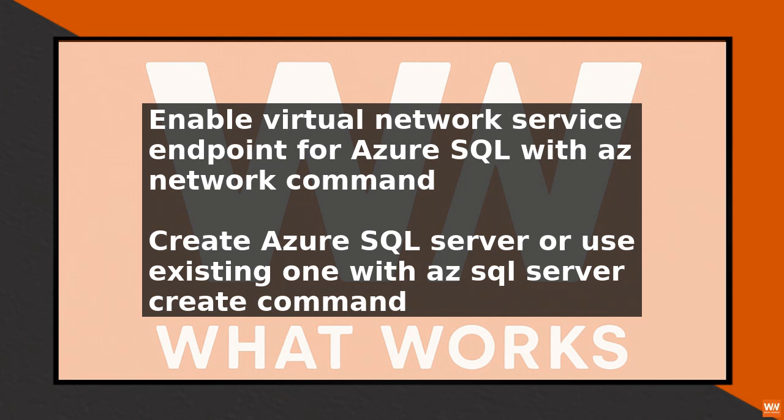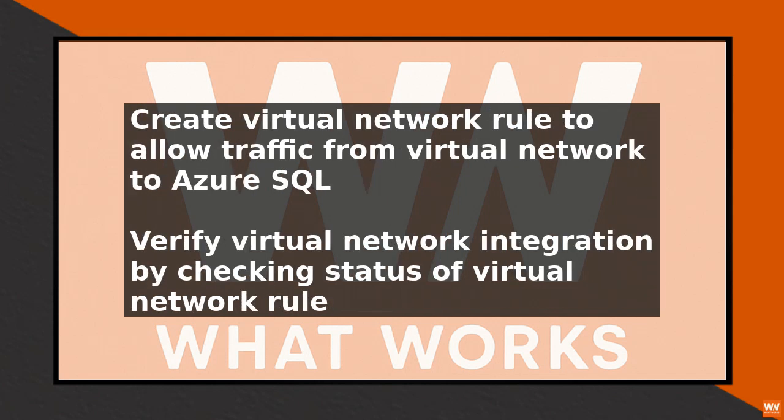A virtual network rule is a way to control access to Azure SQL from a virtual network. To create a new virtual network rule, use the command az sql server vnet-rule create, specifying the name, server, and subnet of the rule. Finally, verify that the virtual network integration is working correctly by checking the status of the virtual network rule.